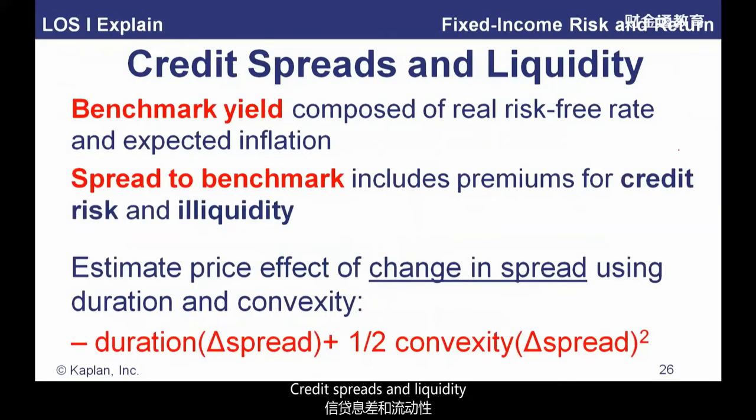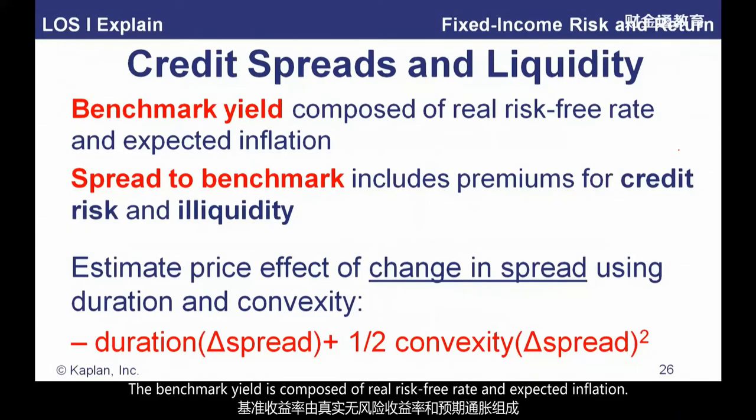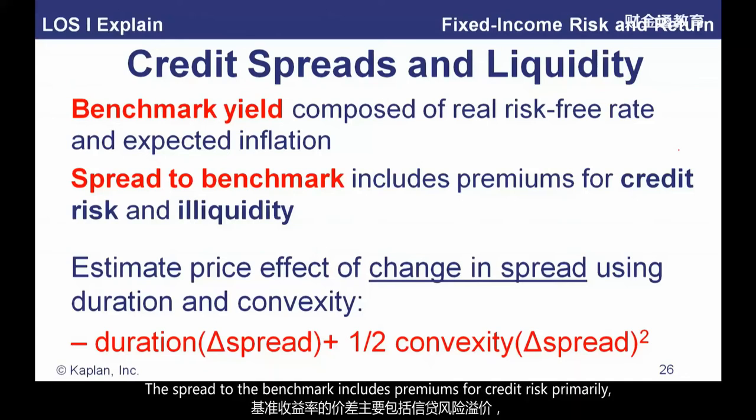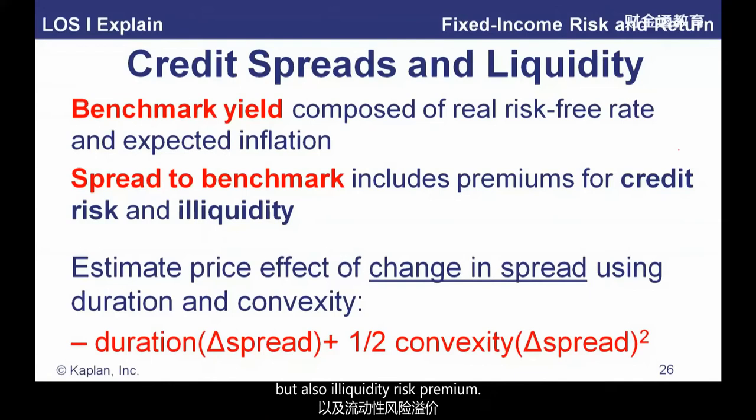Credit spreads and liquidity. These are some things that I think are not brand new to us. The benchmark yield is composed of the real risk-free rate and expected inflation. So that's the nominal risk-free rate, this benchmark yield. The spread to the benchmark includes premiums for credit risk primarily, but also a liquidity risk premium.